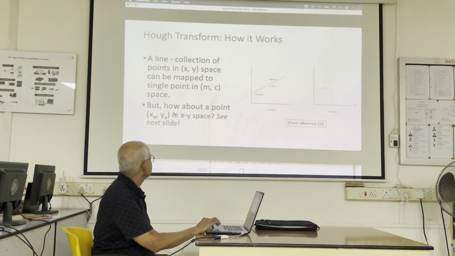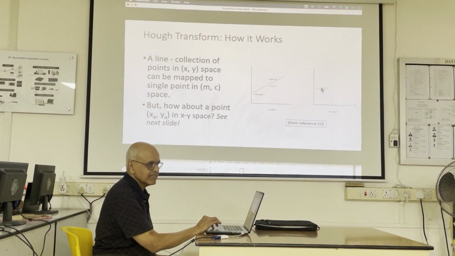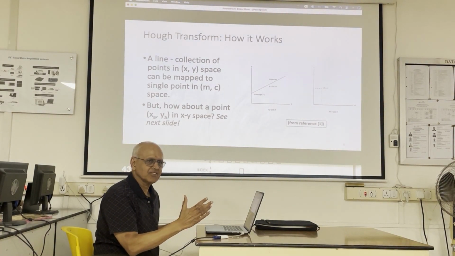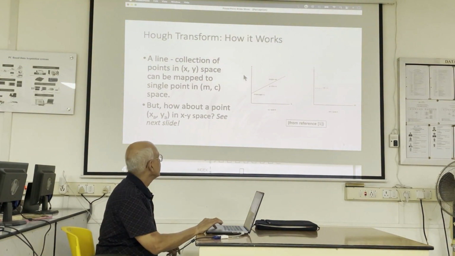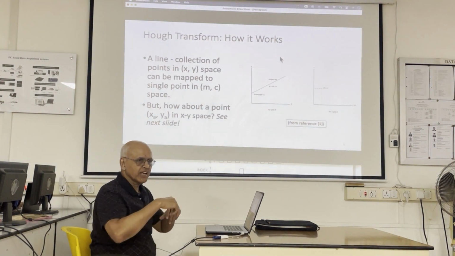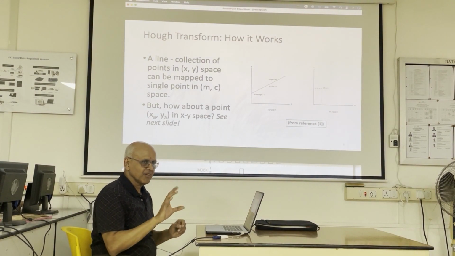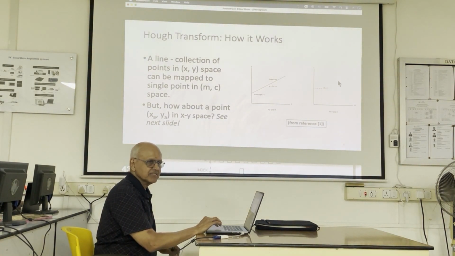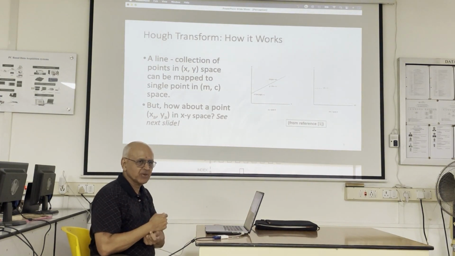And then the question is, how would a point xa, ya in xy space, suppose you just take a point, the whole line mapped to this, right? A point here could have any m and c, because you can have a line this way, this way, this way. So you can have any number of lines, right? Are you with me so far? The entire line maps to a point, but if you just take a point on the line, it can have any number of m and c combinations, because you can pass any number of lines through it.